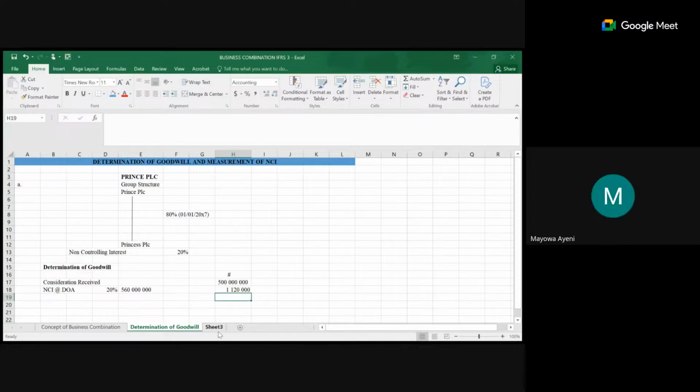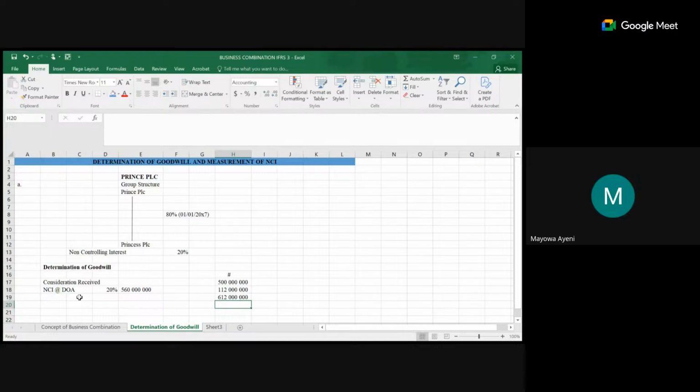So 560 times 20% is what? It is 11,200,000. Wait, sorry. 112 million. Yes, 112 million. So if you now add together, that gives us 612 million.